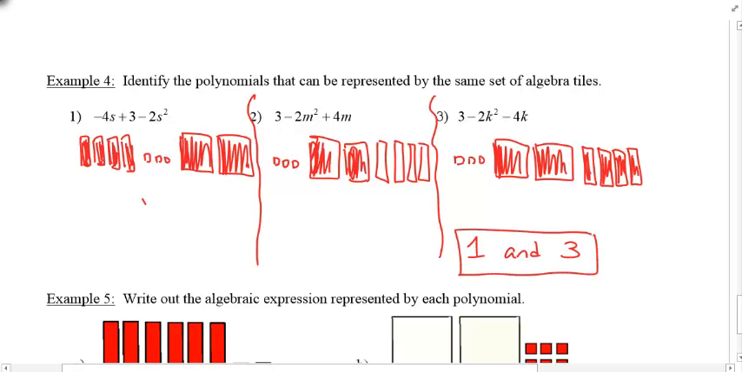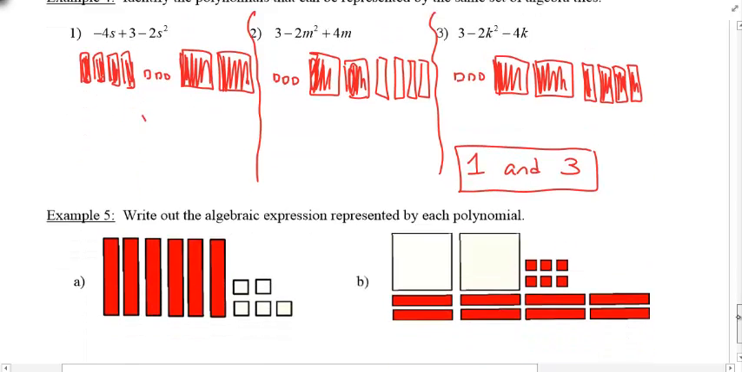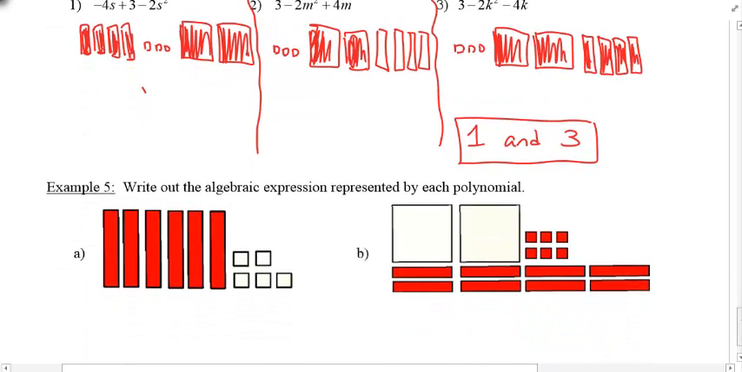Okay. So the final thing I want you to do today is just be able to look at the algebra tiles and then come up with the proper algebraic expression. So here we have 1, 2, 3, 4, 5, 6 shaded tiles. So you can go -6. You can use whichever letter you want. So I'll just use x. And then 5 white small squares. So that must be positive. That's 5 of them. -6x plus 5.